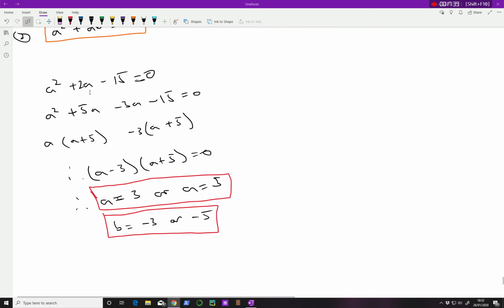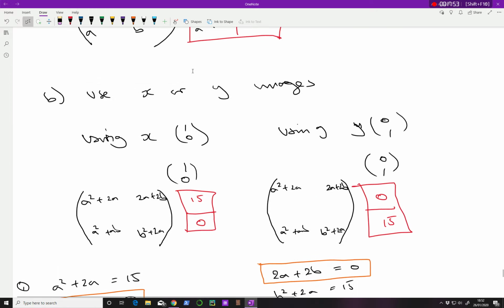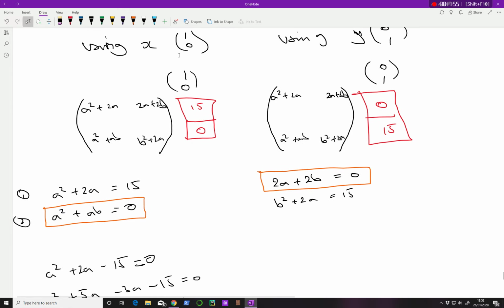Okay, so this is using algebra. So a equals 3 and b equals minus 3. I just picked my first answers. How about we use the determinant?